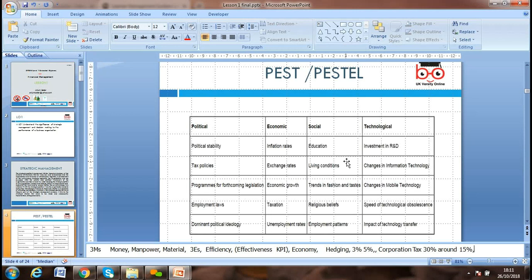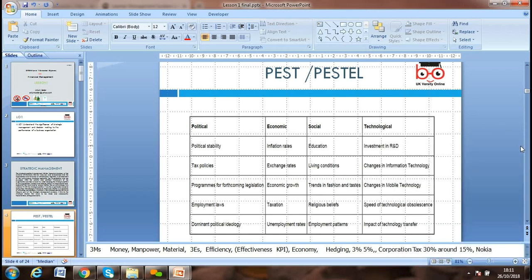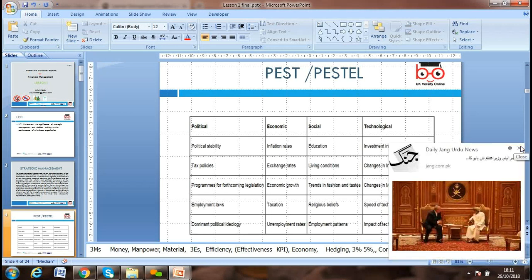Okay, so technological factor, investment in research and development. Anybody have a Nokia? Investment in research and development. Yes, research and development. Do we have a Nokia? Anybody kept the Nokia? No Nokia. No more Nokia. Why not?